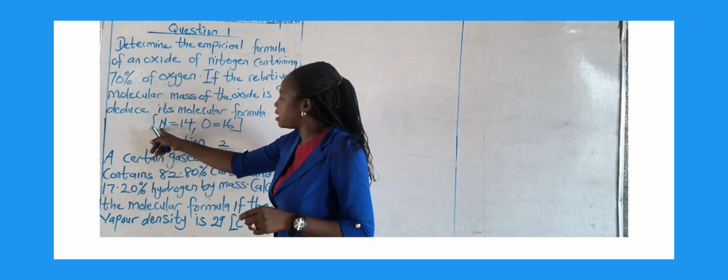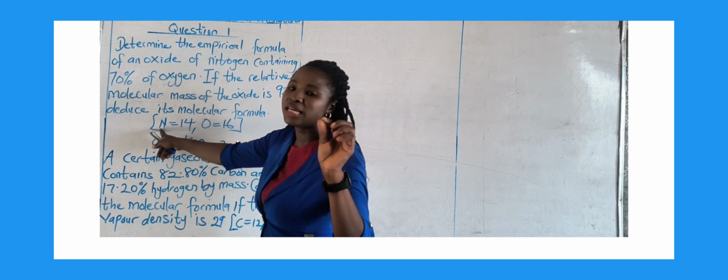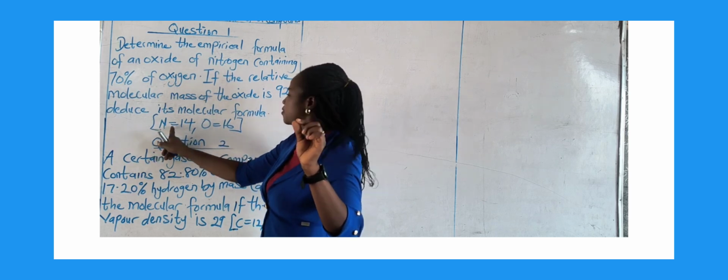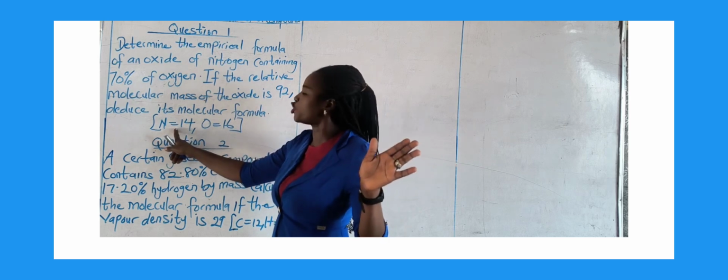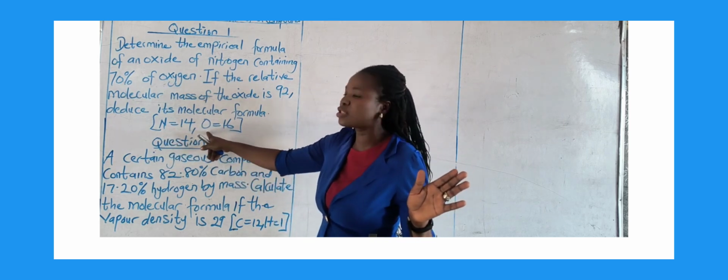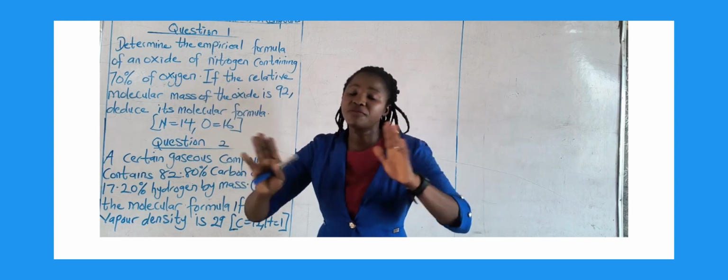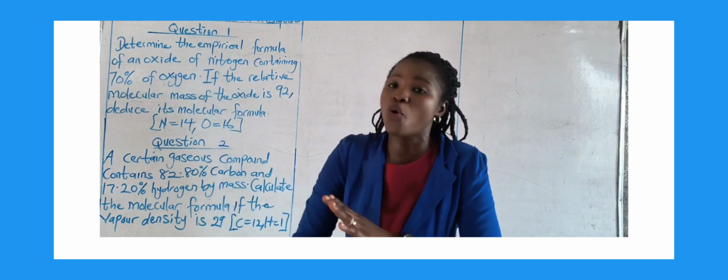You are given N, the symbol for nitrogen, is 14. 14 is the relative atomic mass of nitrogen given to you in the question. And you have 16 to be that of oxygen. Everything needed is given in your question. You don't have to be worried, okay? Good. Let's solve this together.